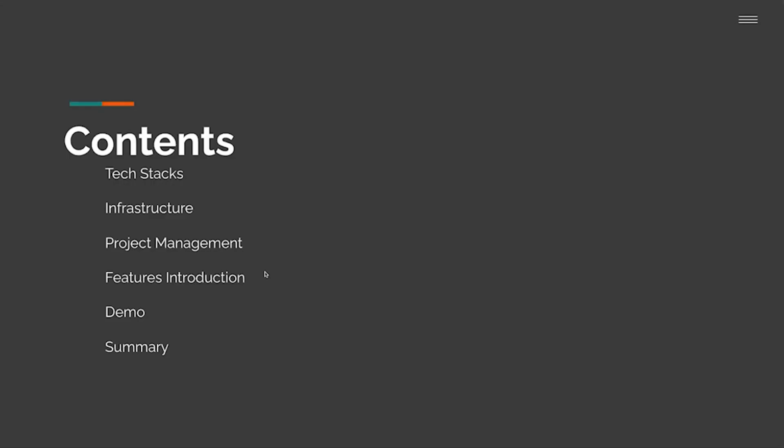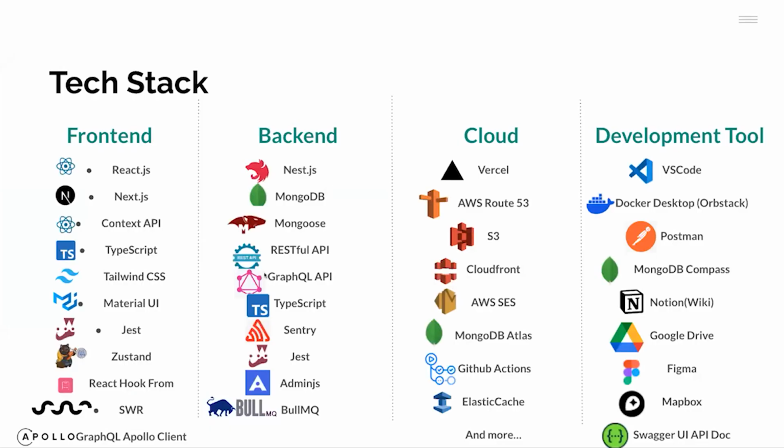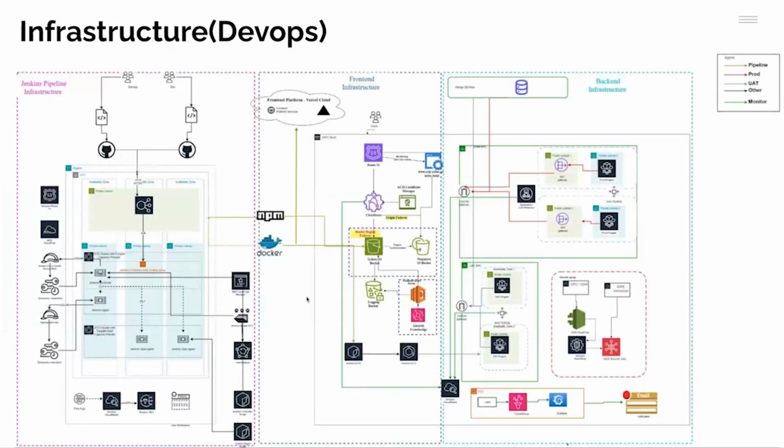We will briefly talk about our tech stack and mainly talk about infrastructure, project management, feature introductions, and future plan. For the tech stack, here is what we used for our front end, back end, cloud, and development tools. Next, welcome the DevOps team to introduce our infrastructure.